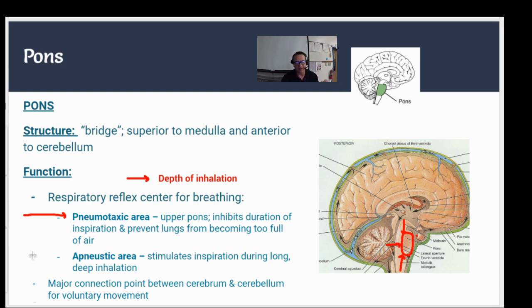The lungs are full. And the opposite of that is the apneustic area, and that's when you breathe out and your lungs are totally empty of air. There's no more air in there. And that's what signals to fill the lungs back up.